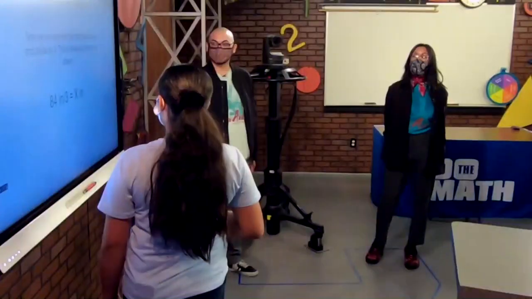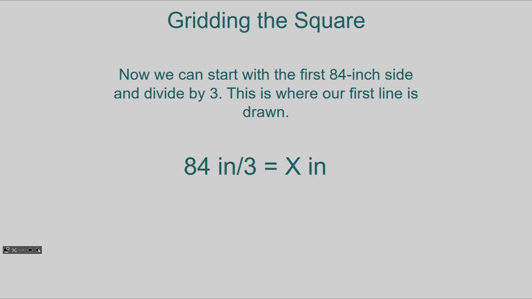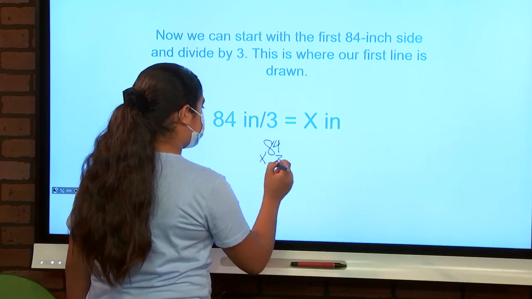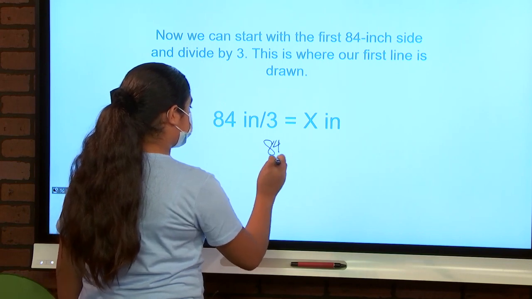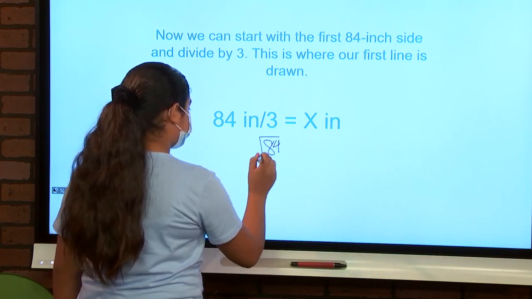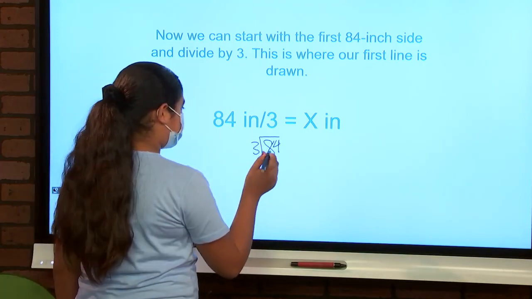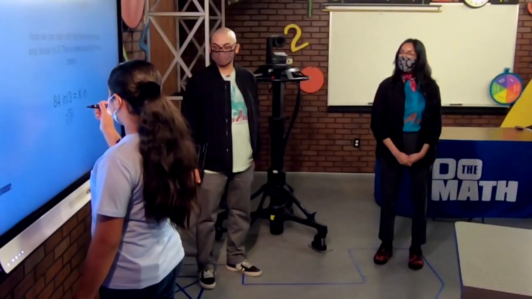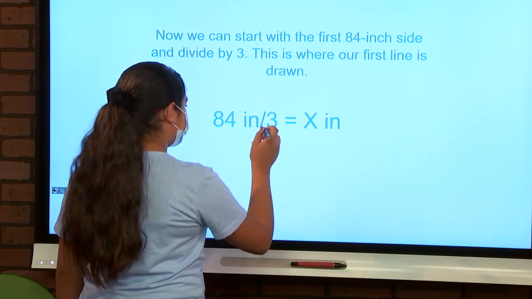So now we can start with that first 84 inch side and divide by 3, because we are doing a 3 by 3 grid. So we want to divide 84 by 3, and then we will solve for x. So 84 times, well, you're going to divide by 3 this time. Oh. So we would do 84 divided by 3. 3 does not go into 84 equally. Wait. So it would be, wait.